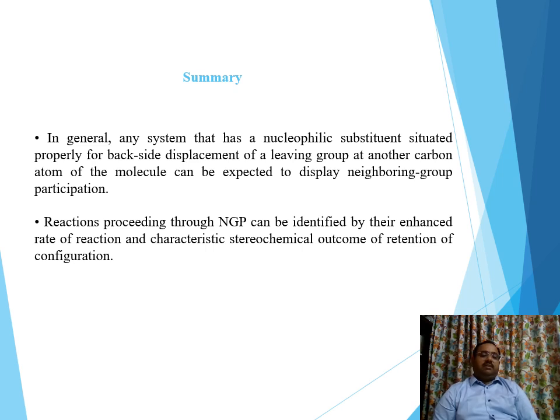So in summary, any system that has a nucleophilic substituent situated properly for backside displacement of a leaving group at another carbon atom of the molecule can be expected to display neighboring group participation. Reactions proceeding through the NGP can be identified by their enhanced rate of reaction, and the characteristic stereochemical outcome is 100% retention of configuration. So this is all about the NGP. Thank you.